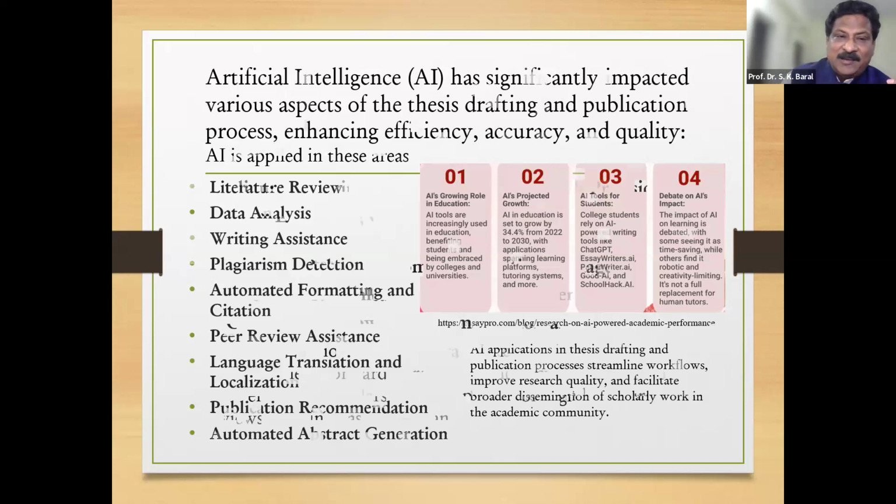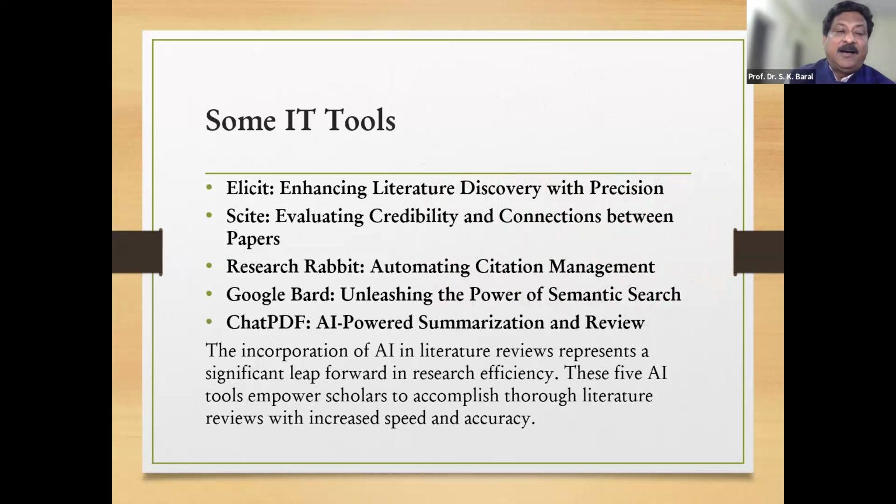So these are the areas, and some artificial intelligence tools you might know. These are the emerging tools I am going to share with you. The first one is Elicit. Elicit means enhancing literature discovery with precision. This is a powerful artificial intelligence research assistance tool that empowers you to efficiently discover and access the relevant academic papers and literature that you need.